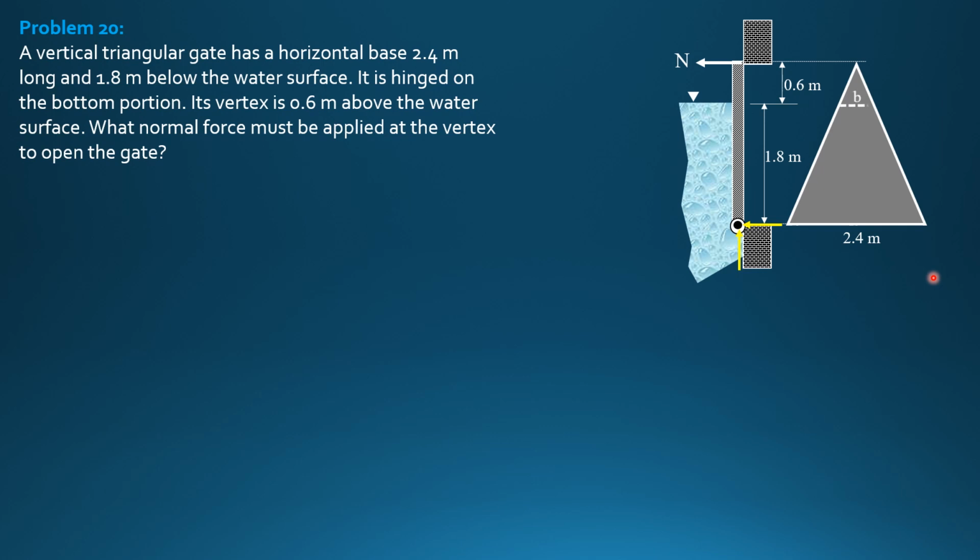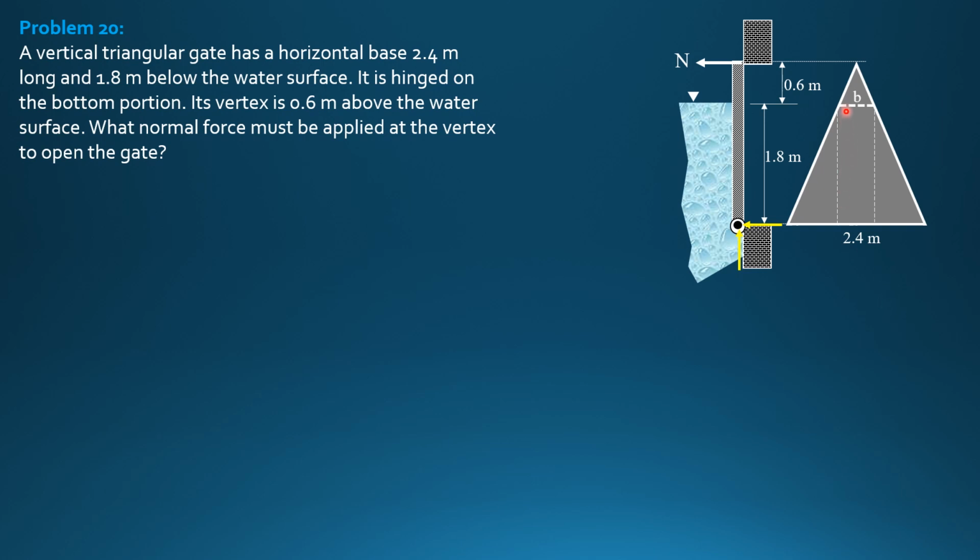So let's divide this trapezoidal portion into two parts: a rectangle, and these two triangles combined, which is still symmetric with respect to the axis. So therefore, the height of the gate is also 2.4. So these are the two triangles combined. It's still symmetric.